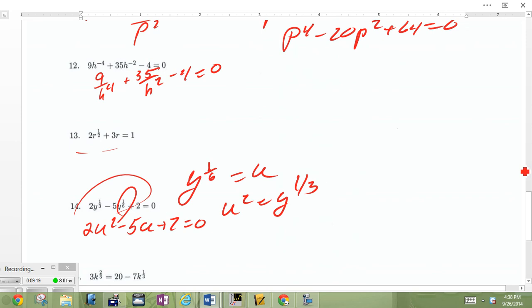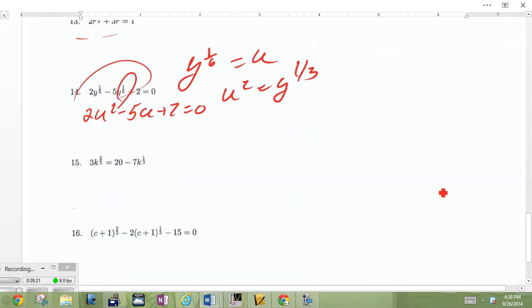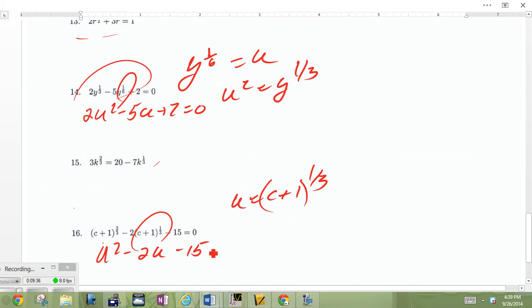Quasi-quadratic. Make it definitively quadratic. Same thing here. Here, what are you going to let u be? U equals c plus 1, the whole thing to the 1/3 power. Look at that. Then that becomes u squared minus 2u minus 15 equals 0.